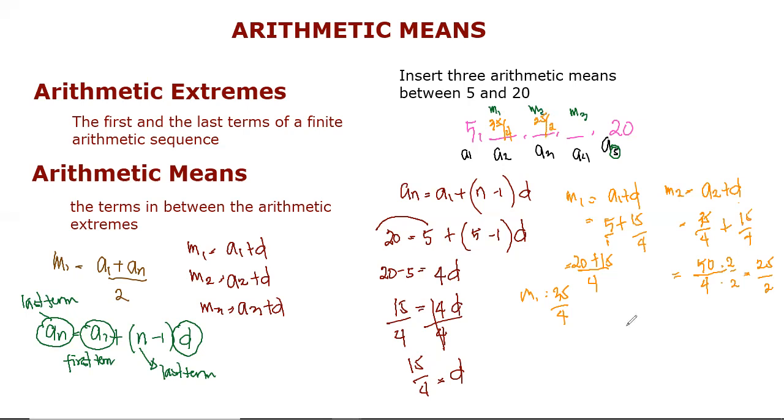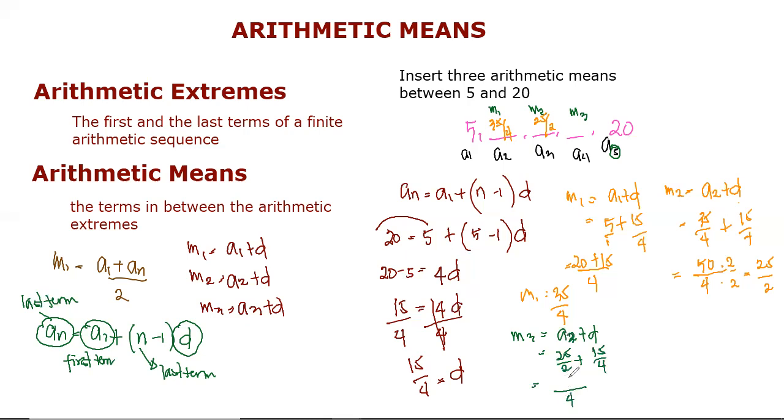Okay, so now let's proceed to m sub 3. Okay, wag po kayong malilito. Gamit ako ng ibang color. Okay, so m sub 3 is equal to a sub 3 plus d. Okay, what is the value of a sub 3? We have 25 over 2 plus 15 over 4. Okay, so what is the common denominator of these two numbers? Least common denominator, we have positive 4.